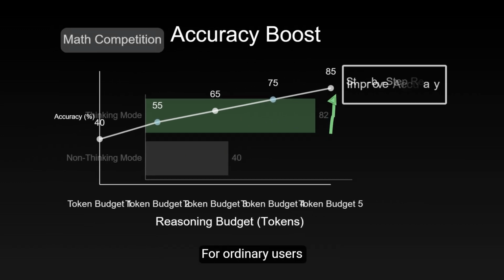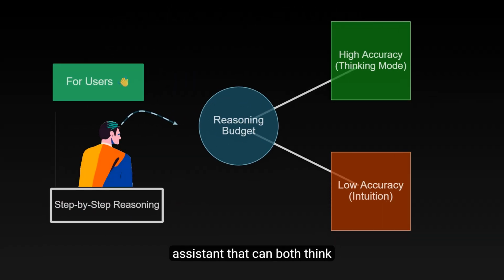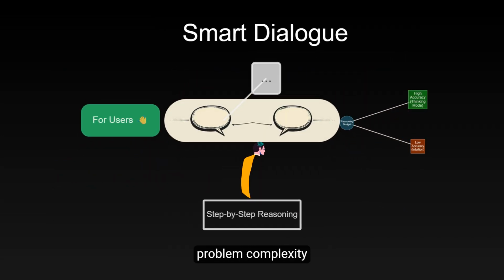For ordinary users, this is like conversing with an assistant that can both think deeply and respond quickly. It demonstrates the model's ability to adapt based on problem complexity.